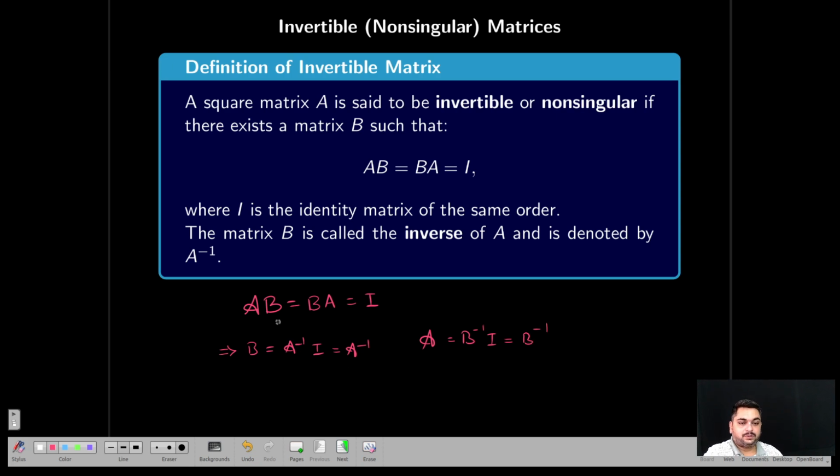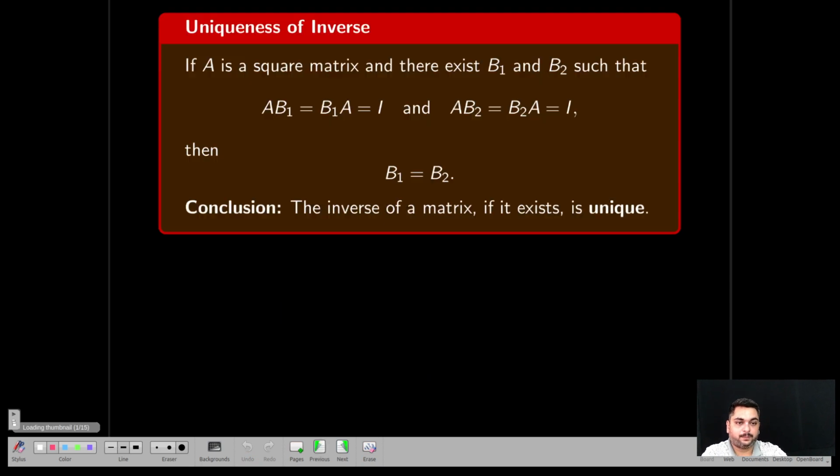So that means both the conditions should hold. If AB is equal to I and BA is equal to I, then only the inverse exists. This is not OR, both should hold. So be careful when you check for the non-singular matrix, both these conditions should hold. Why? We will see the property now.